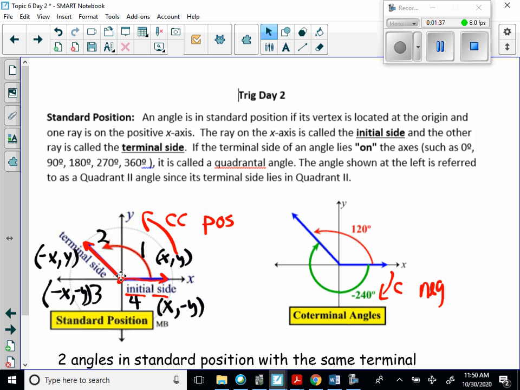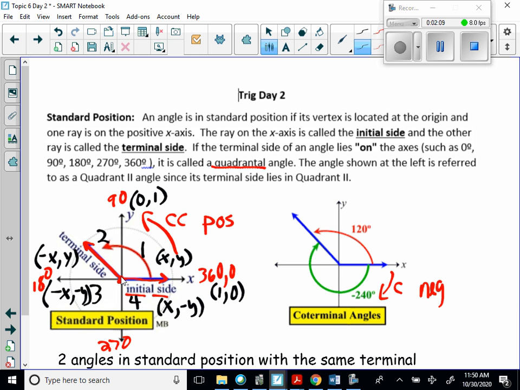If the terminal side lands on an axis, then we call that a quadrantal angle. So that angle could be 90, 180, 270, 360, or 0. Those are the quadrantal angles, the special ones. Oftentimes the ordered pairs associated with those are really easy. The ordered pair here is 1, 0. The ordered pair here is 0, 1. The ordered pair over here is negative 1, 0. And then over here is 0, negative 1. So X and Y are pretty easily determined and pretty simple solutions.